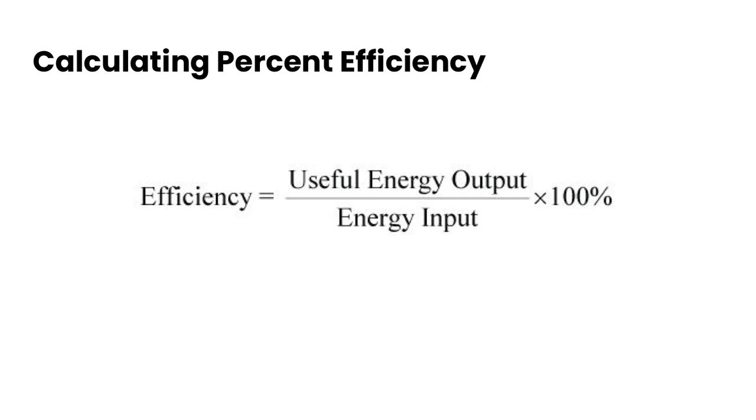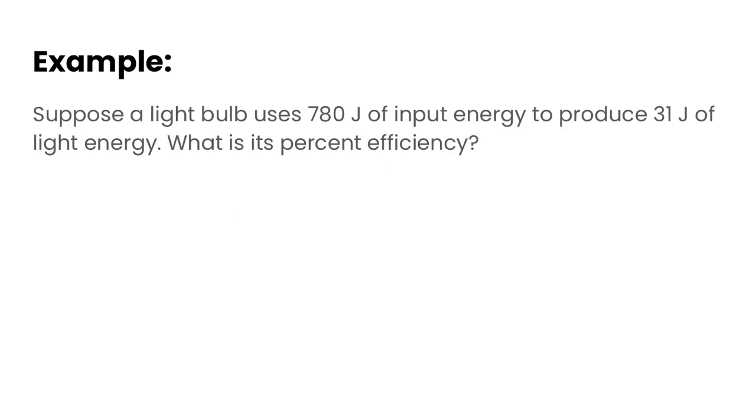Now, in order to determine the percent efficiency, we can use this equation, where the percent efficiency is equal to the useful energy output over the energy input, multiplied by 100% to give us a percentage. Looking at an example, suppose we had a light bulb that uses 780 joules of input energy to produce 31 joules of light energy. What is its percent efficiency?